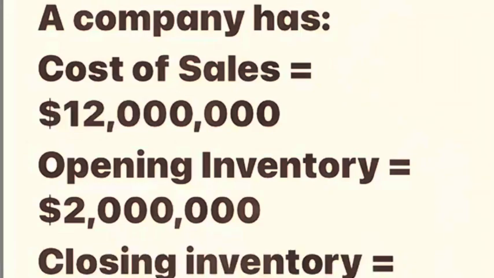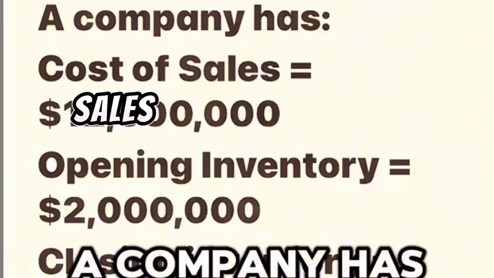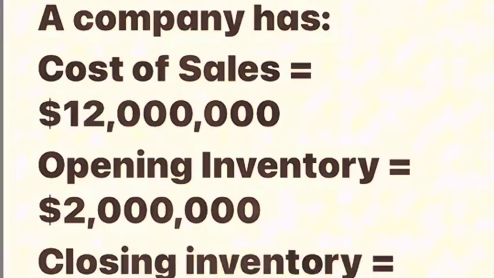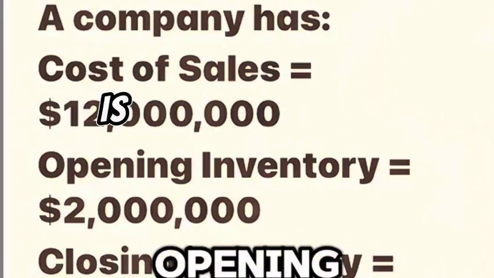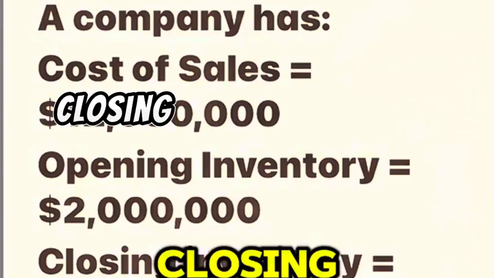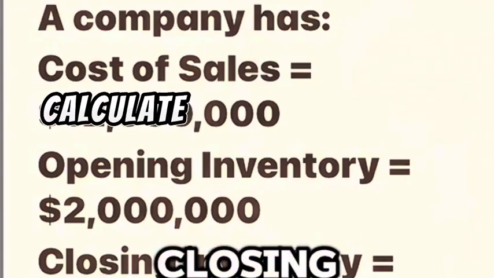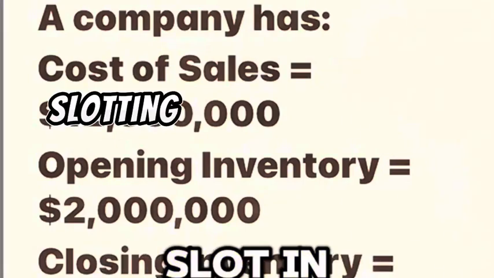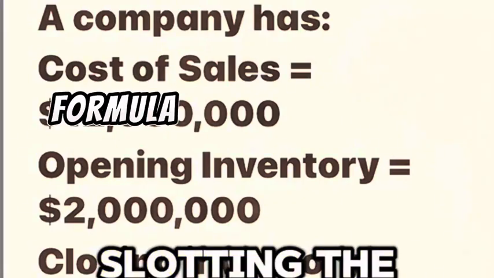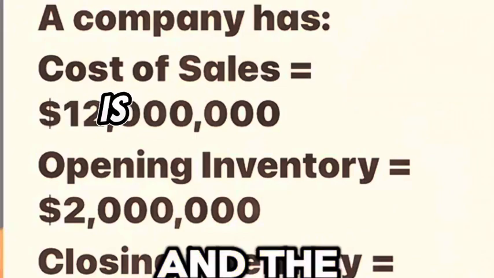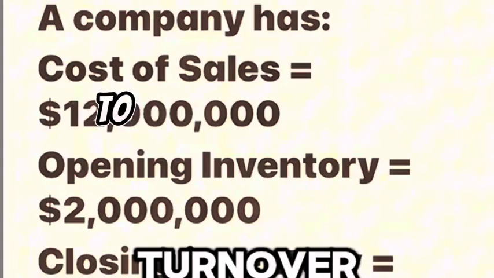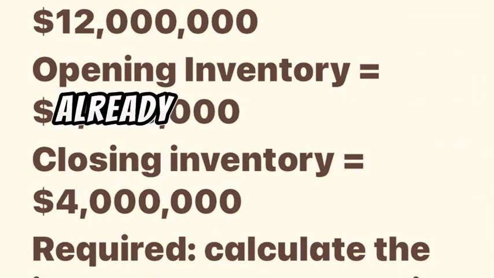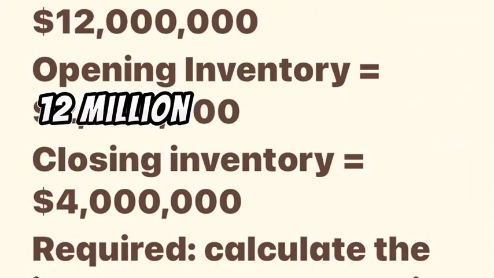Okay, so let's look at an example. A company has cost of sales of $12 million, opening inventory of $2 million, and closing inventory of $4 million. Calculate the inventory turnover ratio. That is easy peasy. You just need to slot the figures into the formula. The formula is inventory turnover ratio is equal to cost of sales, and we already have the cost of sales to be 12 million.